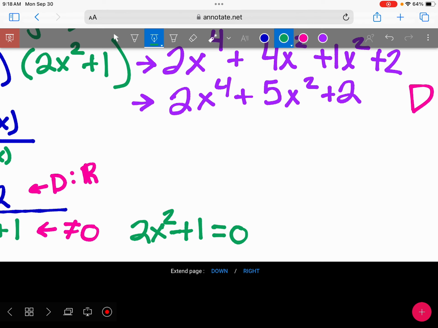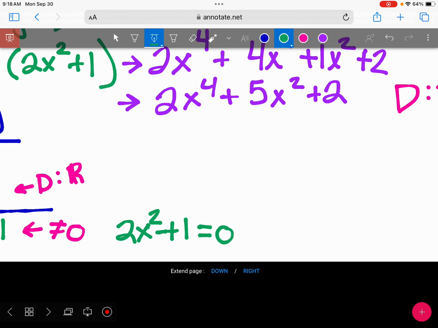So how do we figure out where this equals 0? Subtract 1, and then divide by 2. So we have our x squared equals negative 1/2. So where does this equal 0?